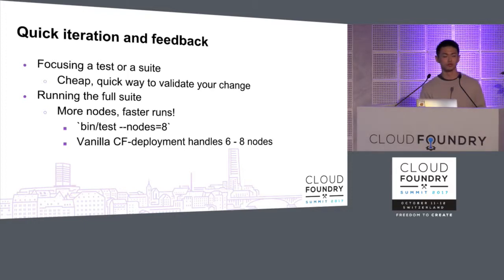Typically, the number of nodes depends on the capacity of our Cloud Foundry deployment and also the machine that's running the test itself. And just as a guideline, your vanilla out-of-the-box latest cf-deployment-based Cloud Foundry can handle anywhere between 6 to 8 nodes. In CI, where we have larger deployments, we usually run CATS with 12 or more nodes. And 12 or more nodes makes this test run much faster. But it also raises the question, why are we stopping at 12? Why not run this thing with 30 nodes?